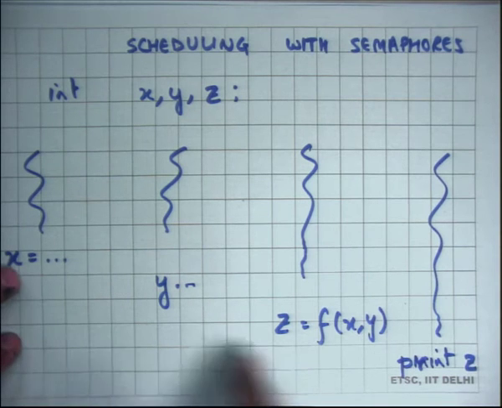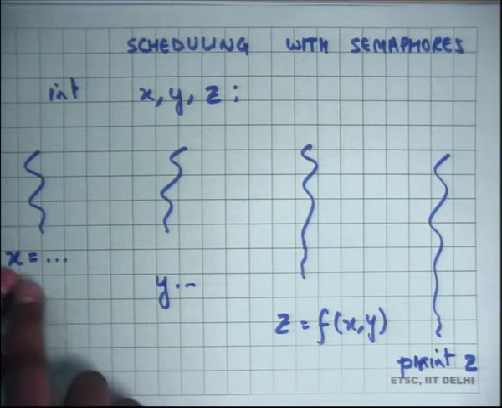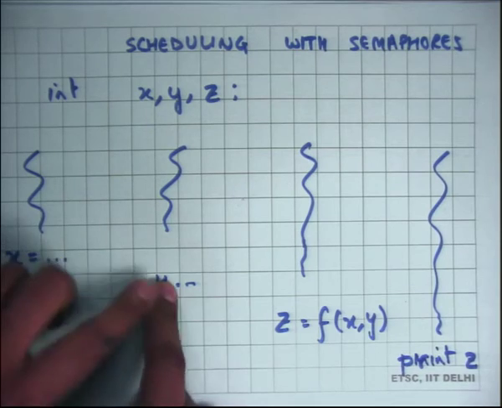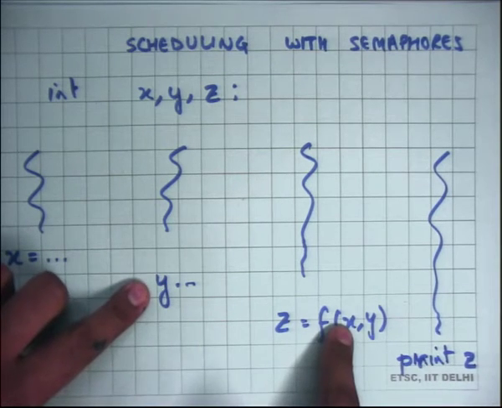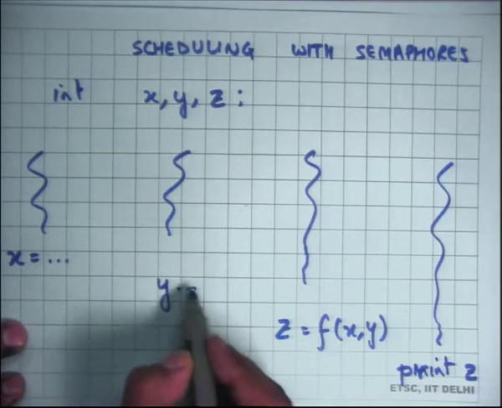But you want to make sure that this computation happens only after this and this have happened, and you want to make sure that this print happens only after this has happened, right. So you want some kind of dependency.